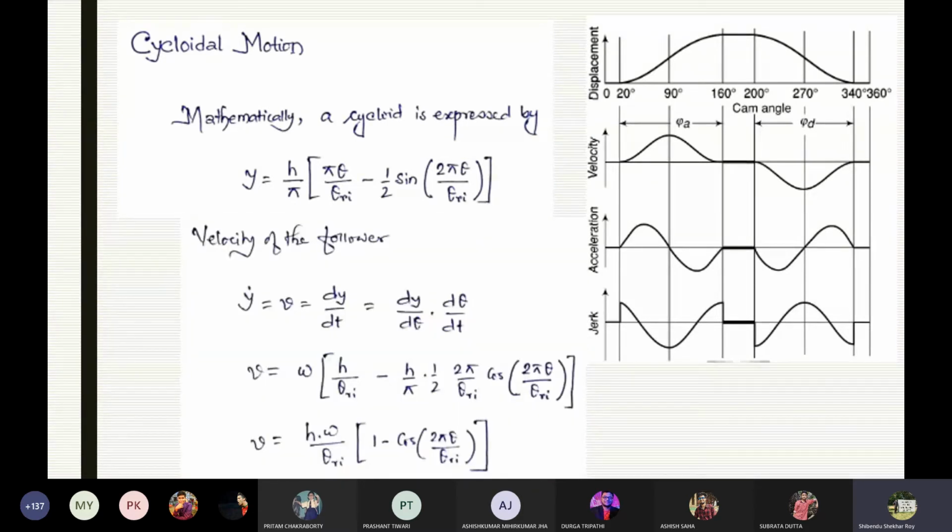Simple: y dot, that means v equals dy dt, and dy dt means you can write dy d theta into d theta dt, d theta dt is the omega. Then differentiate dy d theta and after manipulating you will get h omega divided by theta ri into 1 minus cosine of (2 pi theta by theta ri). Now anyone check this one and tell me whether it is correct or not. A simple differentiation.